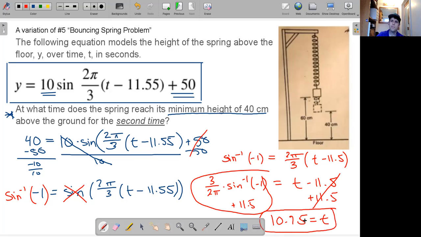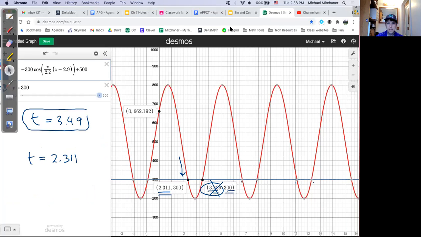So 10.75. I'm kind of curious, that answer is suspicious to me. We're saying that the spring, or the weight, is gonna reach its minimum height on the second time. So it's gonna go down, up, down. And that's gonna take 10.75 seconds. This seems slow. Feels like it would bounce a little faster than this. So let's go ahead and examine this graph. Let's go to my desktop here.